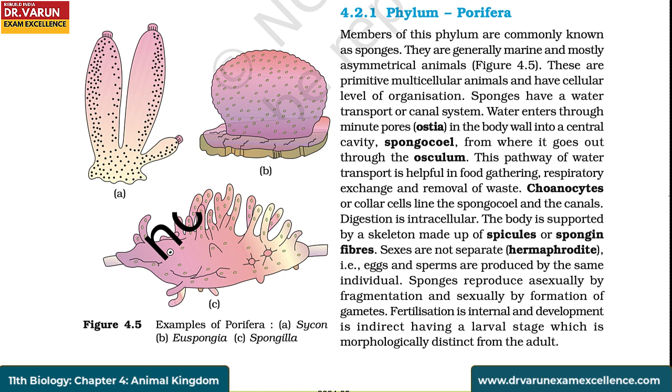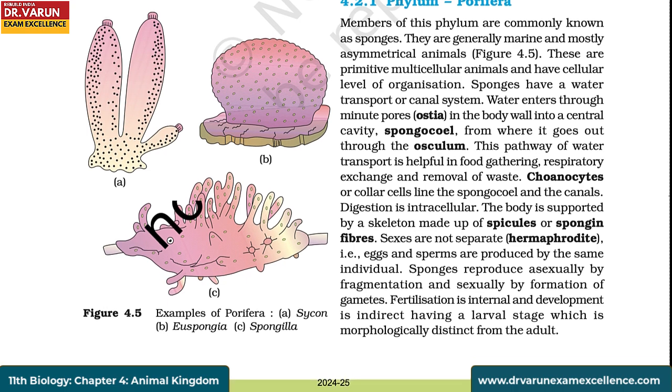Water enters through minute pores called ostia in the body wall into a central cavity, spongocoel, from where it goes out through the osculum. This pathway of water transport is helpful in food gathering, respiratory exchange, and removal of waste. Choanocytes or collar cells line the spongocoel and the canals. Digestion is intracellular. The body is supported by a skeleton made up of spicules or spongin fibers.